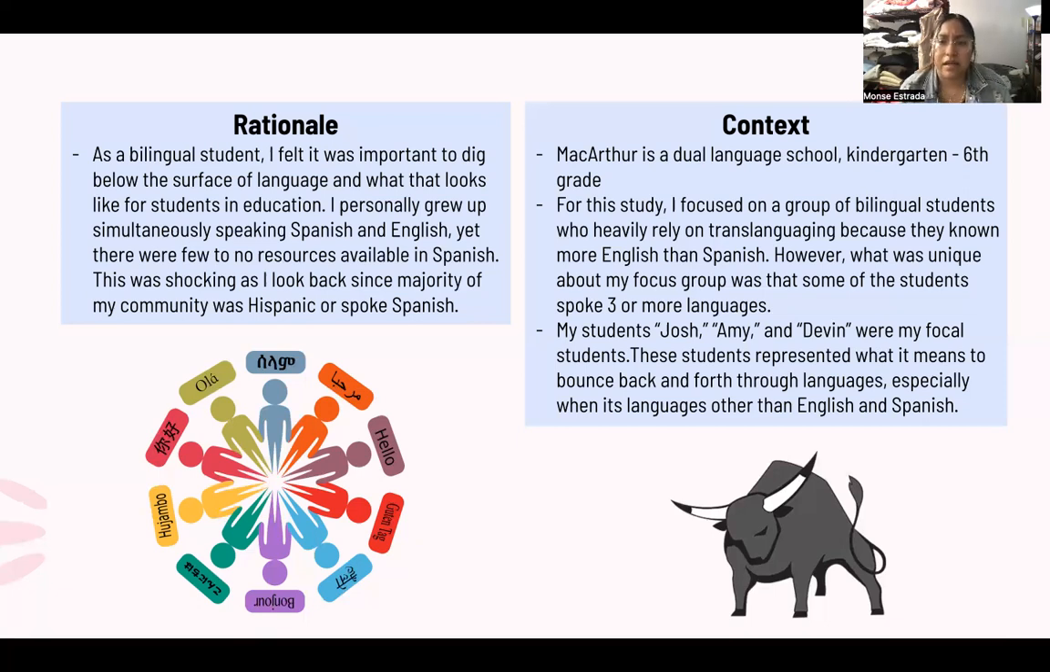And I decided to focus on a group of bilingual students who I felt like heavily rely on translanguaging because what was unique about this group was the fact that some of the students not only spoke English and Spanish, some of them spoke three languages total. So I had one student, my student Josh, he actually speaks Mongolian at home.